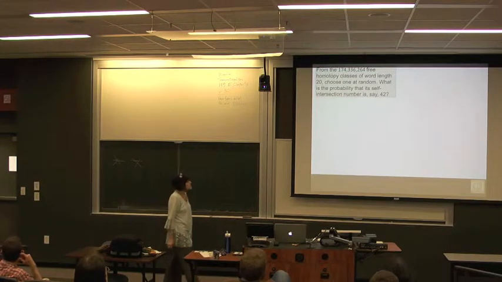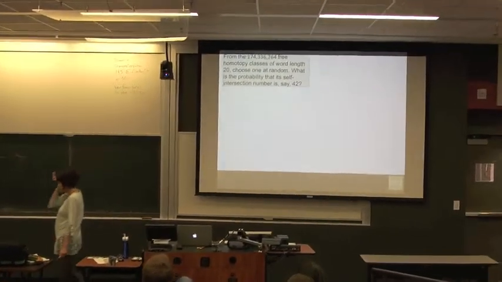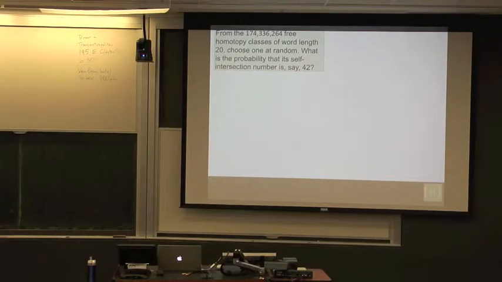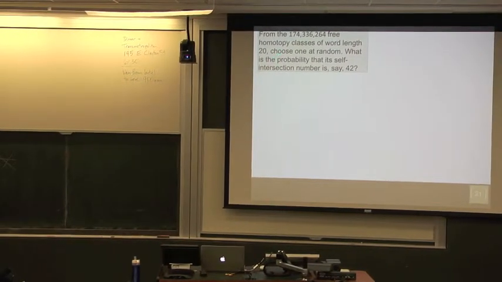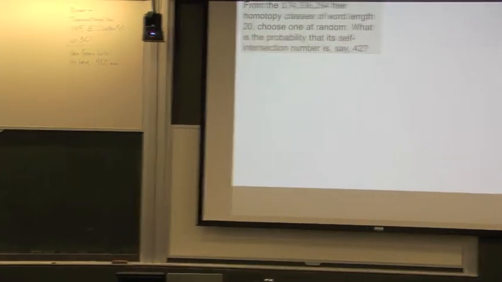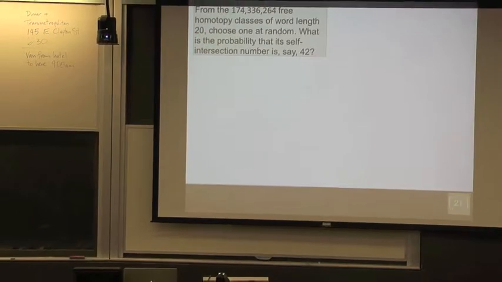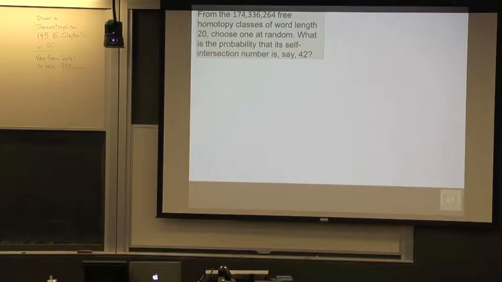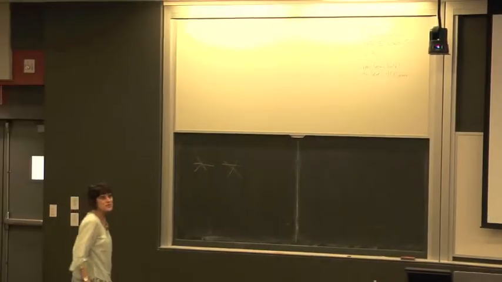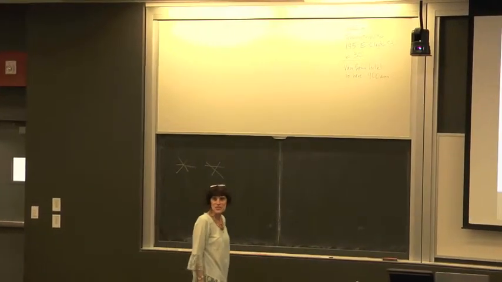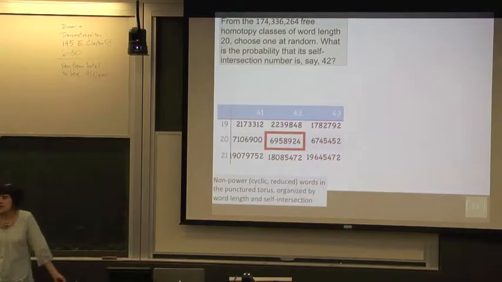So we have 174. I'm not going to read the number, I won't be able to. Millions of classes of word length, and I'm going to look at this in the punctured torus. It's a word length of 20 letters. So if you pick one at random, what is the probability that the self-intersection is 42? Anybody know? Okay, well, we can compute it.